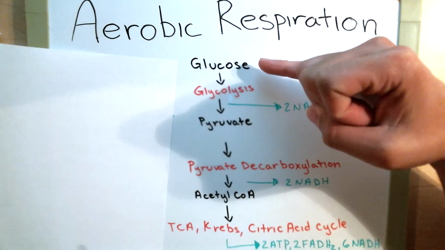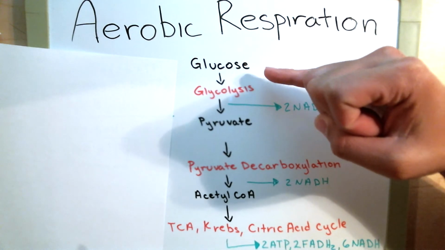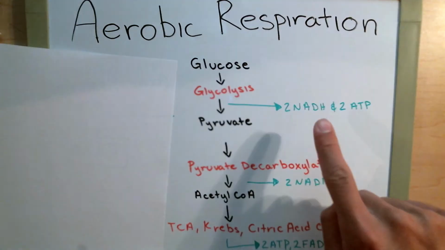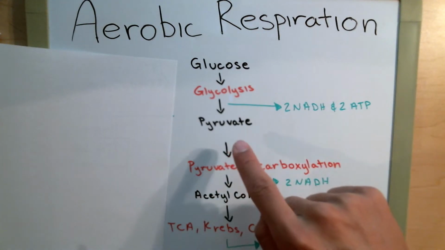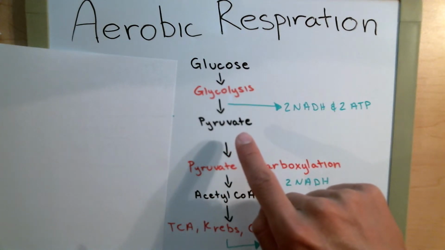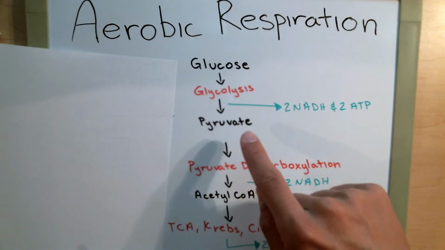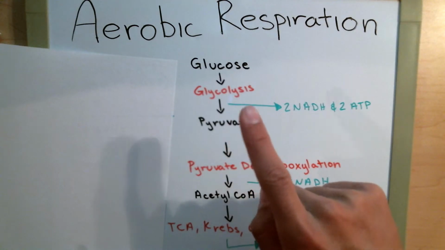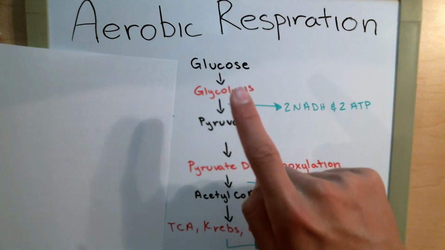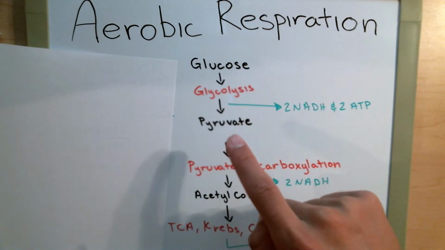So at the top we have our glucose molecule, which we're going to put through glycolysis, and from that we get 2 NADH and 2 ATPs. After glycolysis our glucose has become pyruvate. Pyruvate is a 3-carbon molecule, and we have 2 of those because glucose started out as a 6-carbon molecule. So basically we cut it in half to make our pyruvate.